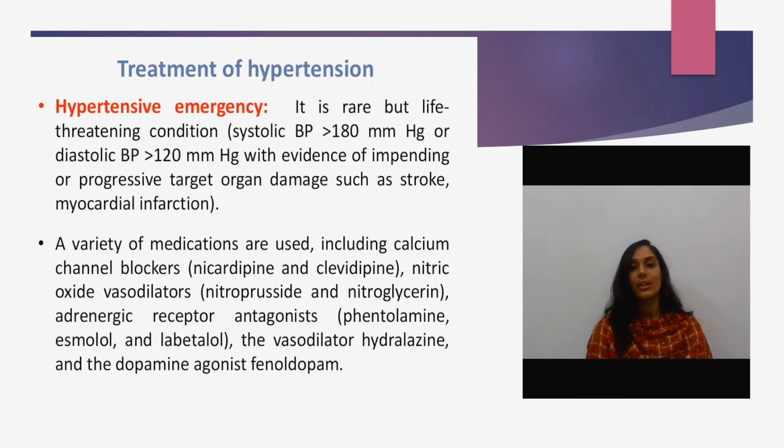Now the treatment of hypertension. For hypertensive emergency, it occurs when the blood pressure is more than 180 mmHg systolic and more than 120 mmHg diastolic, which provokes a situation of target organ damage, which results in stroke, for example if it damages the brain, or myocardial infarction. So in this, the treatment uses calcium channel blockers, then nitric oxide vasodilators, then adrenergic receptor antagonists, then the vasodilator hydralazine, and dopamine antagonists. All these are used.